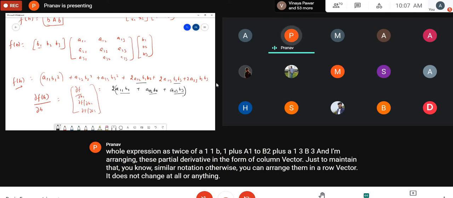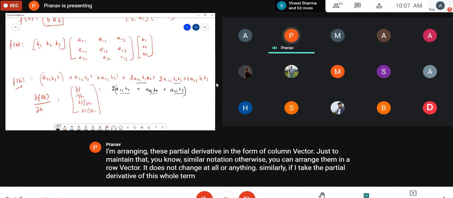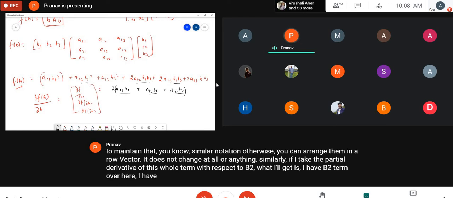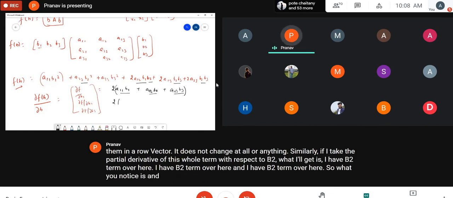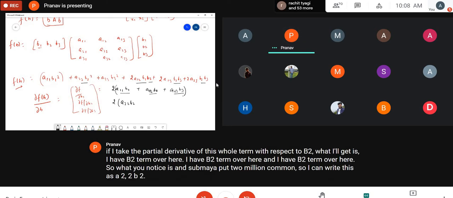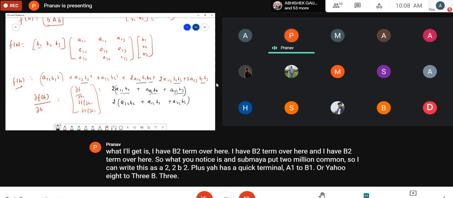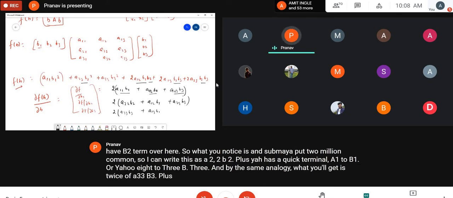Similarly, if I take the partial derivative of this whole term with respect to b2, I have a b2 term over here, a b2 term over here, and a b2 term over here. So what you notice is that you get 2 common in all, so I can write this as twice of a22 b2 plus, from here you will get a term a12 b1, and from here a term a23 b3. And by the same analogy, you'll get twice of a33 b3 plus a13 b1 plus a23 b2.